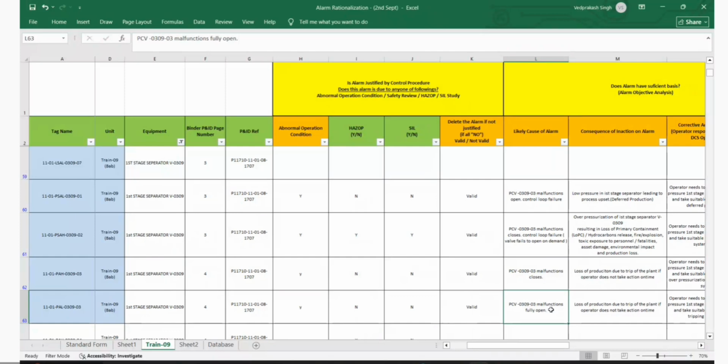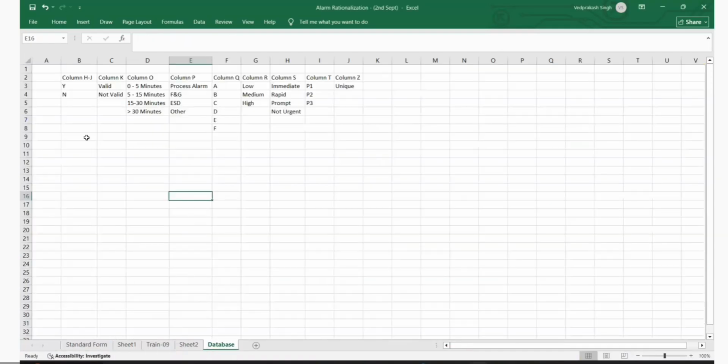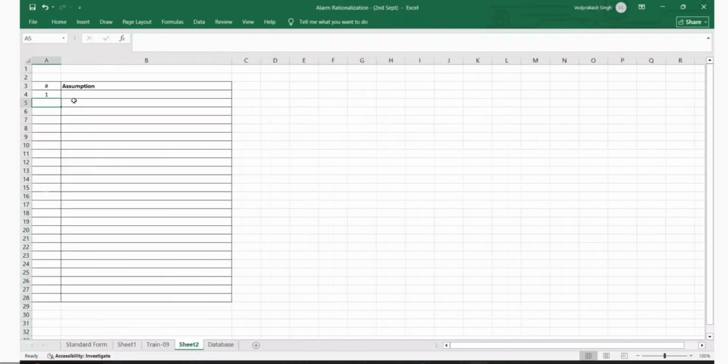Independent also. And I can also make one assumption here. By assumption we can make, in case of alarm, control loop causes related to high and low alarm, maybe pressure, flow, level, etc.